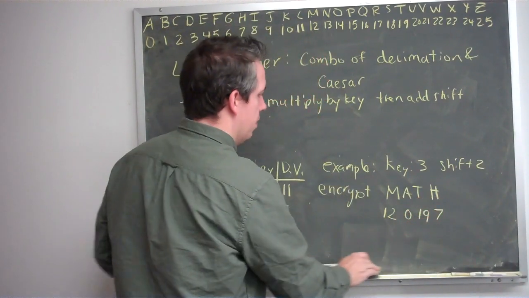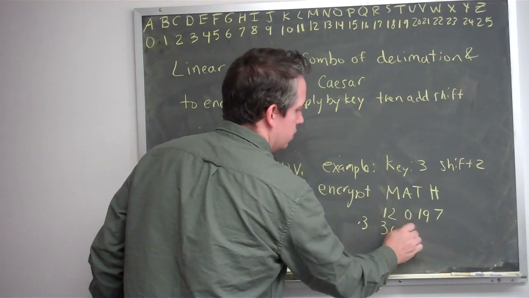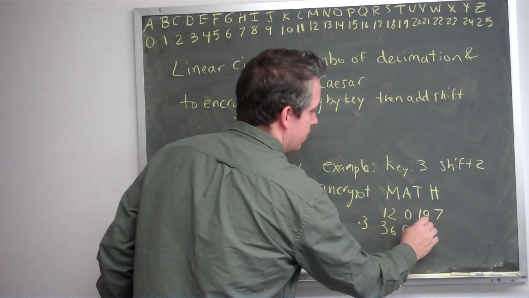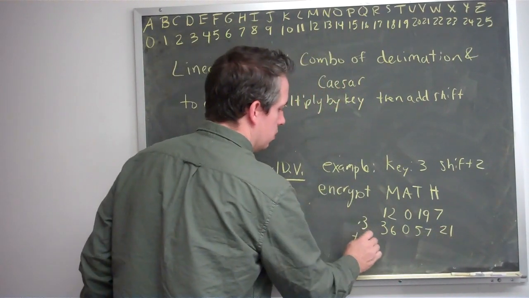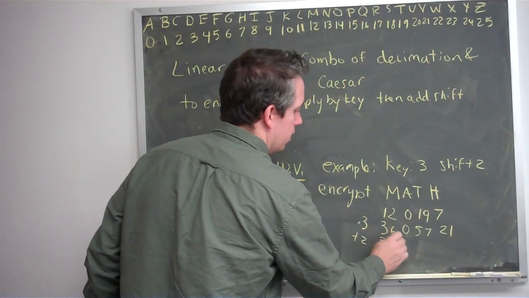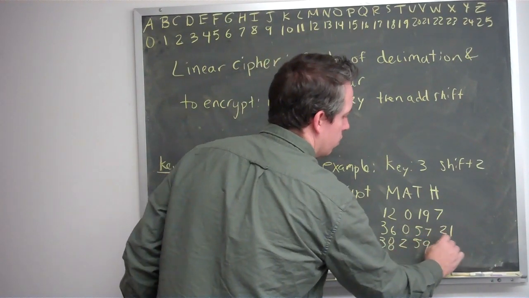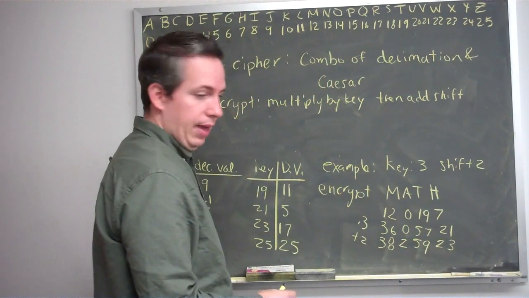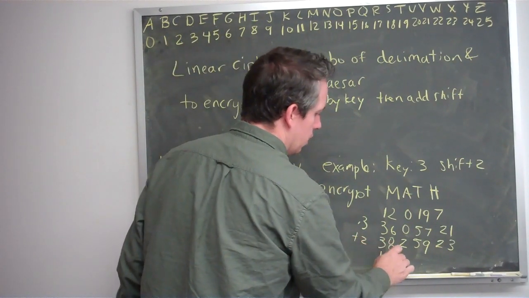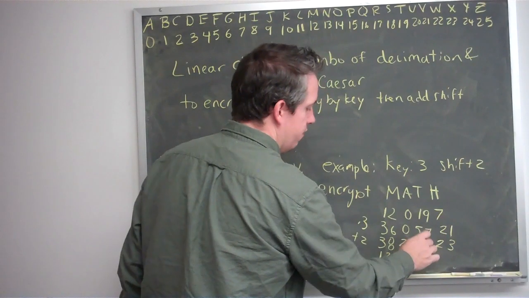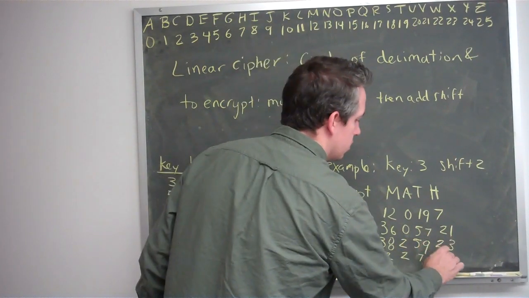Now I'm going to multiply by my key, so multiply by 3 and I get 36, 0, 57, 21. I'm going to add my shift, so I get 38, 2, 59, 23. And then I'm going to get back into range, so I'm going to subtract 26, and that gives me 12. 2 is already in range. 59 subtract 52, and I get 7. And 23 is already in range.